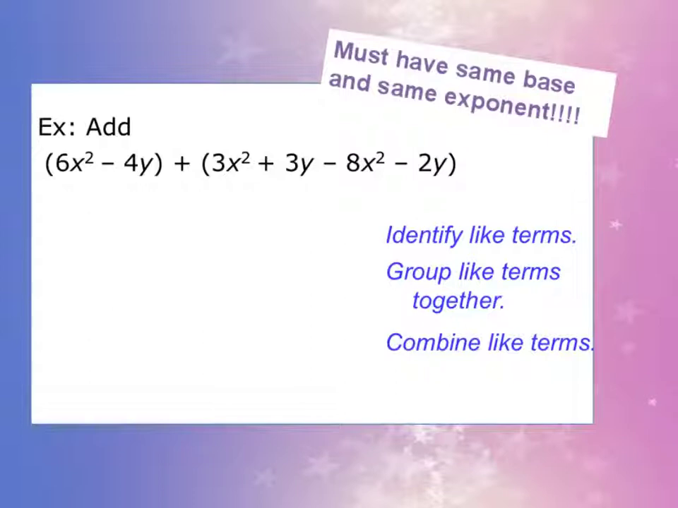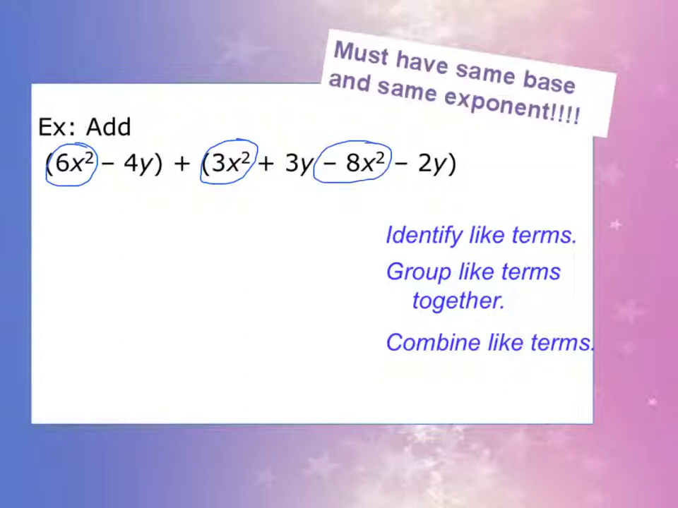For our last example, we are going to add these two polynomials, but notice that we have some negatives to watch out for, right? We have this negative and this one and this one. So we are still adding because we have addition here, but we'll end up having to subtract due to these negatives. So let's go ahead and begin identifying our like terms. Here I have 6x squared, and with that we'll go to 3x squared and negative 8x squared.